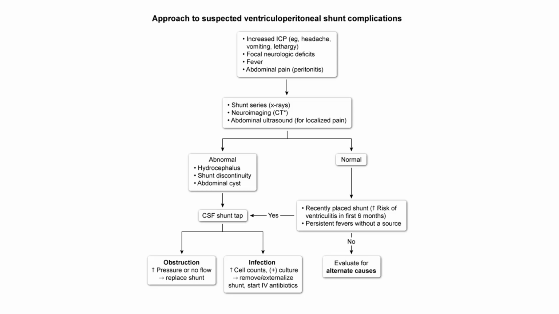How can you assess the obstruction? If there is increased pressure or no flow, then replace the shunt. And if there is infection, that means increased cell counts plus culture, and remove or externalize the shunt and start IV antibiotics.